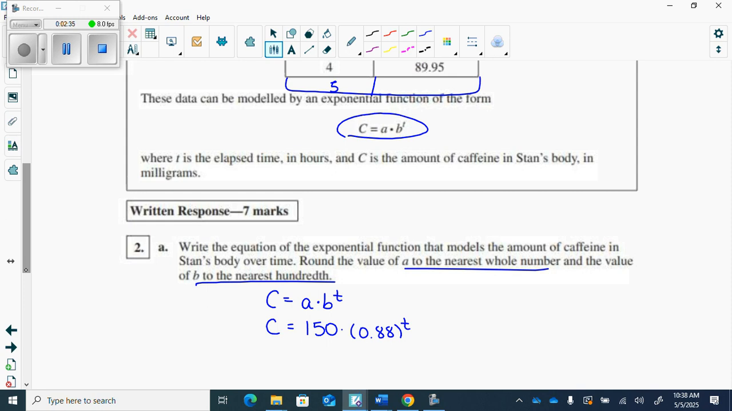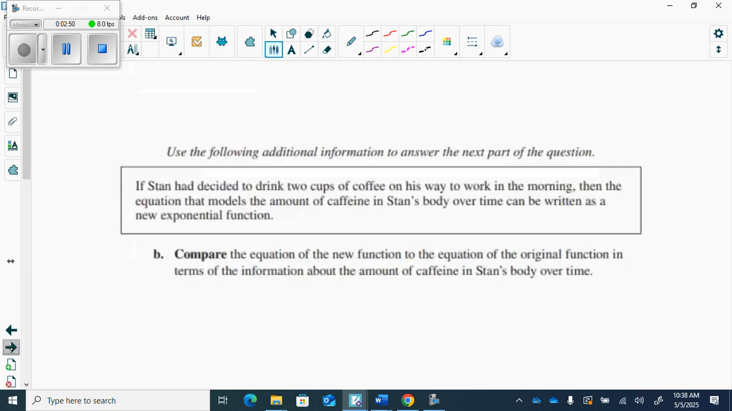Okay, is that amount going to change, the 0.88? It's reducing by 12% each time? No, what is going to change? So which number in that is going to change? 150 is going to become a? So, we're going to get 300 times 0.88 to the t will be equation 2.